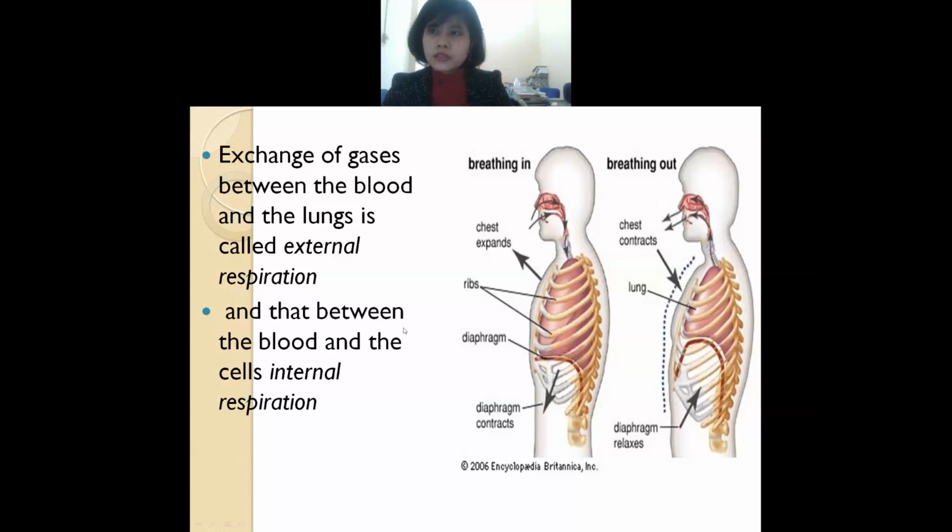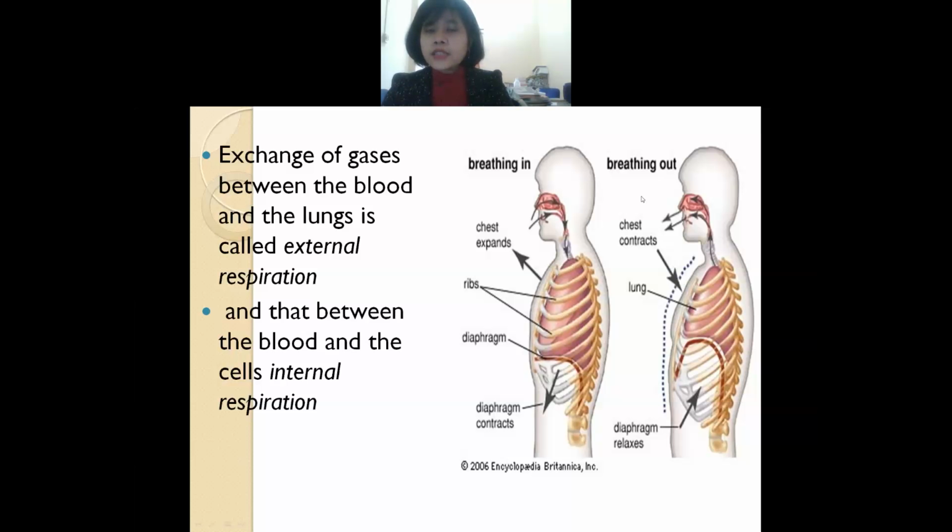Internal. Can you explain it again? Okay, so what happens in this respiratory system? You'll find two types of respiration. First is external and the second is internal. So in the external respiration, what happens? There is exchange of gas between your blood and your lungs.